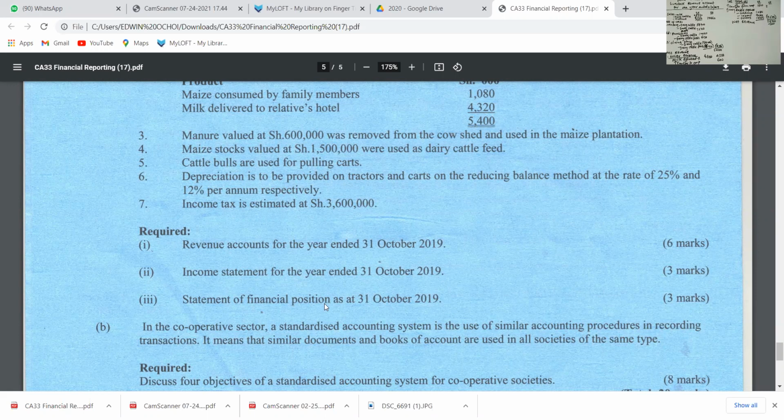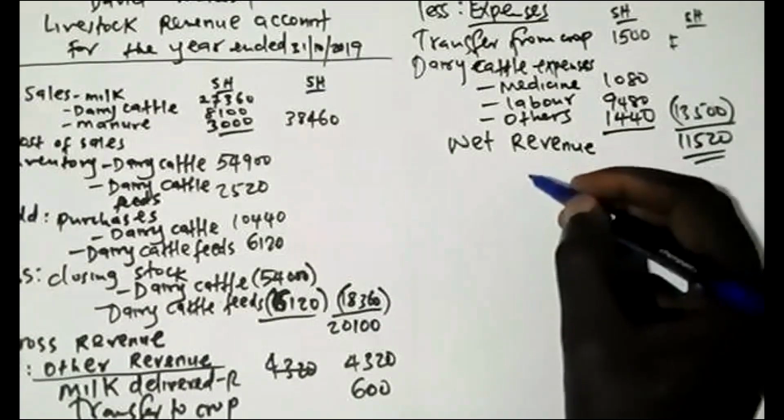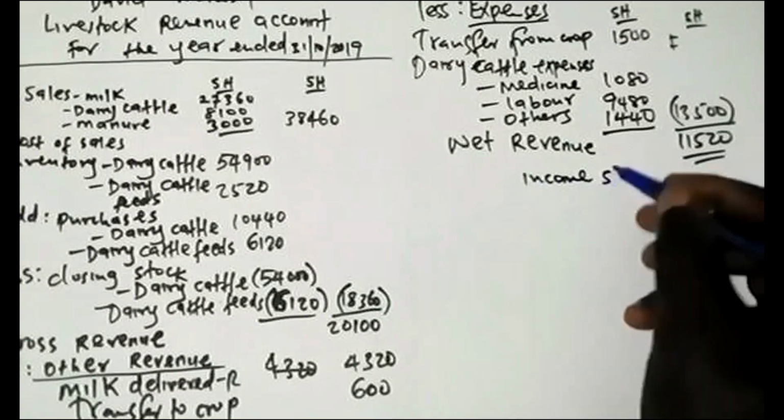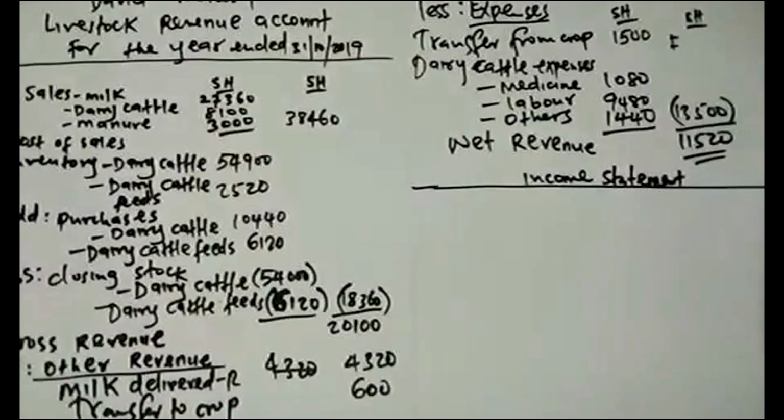For your income statement, you have to start from the revenue. I can just write here without a lot of information, because you know the heading. If you want to write the complete heading, you say David Wekesa income statement for the year ended 30th October 2019.